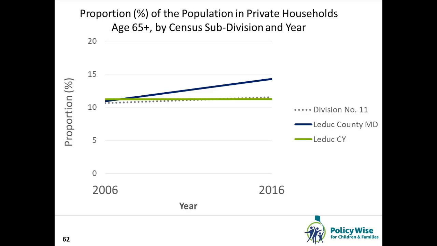Let's look at some of the other areas, though. That dotted gray line is our division number 11. Let's look at Leduc. Leduc City has had no real increase in the proportion of seniors, but the county has seen a real increase in the proportion of seniors living in private households, from approximately 11% to 14%.